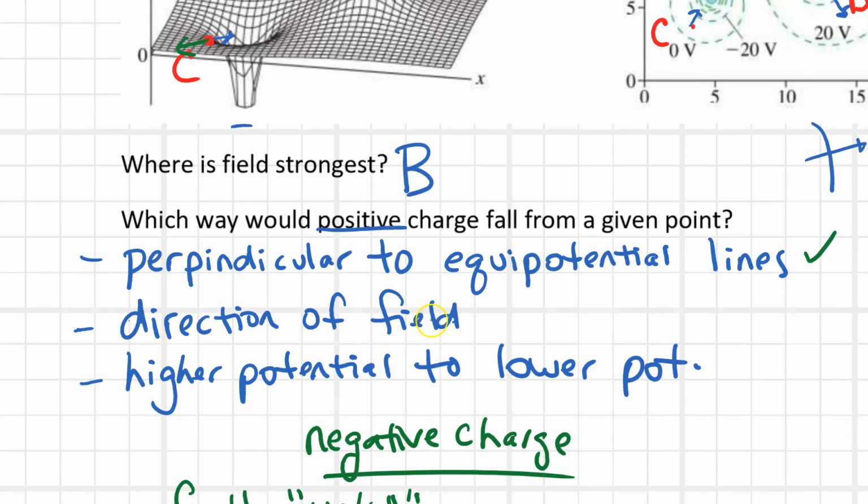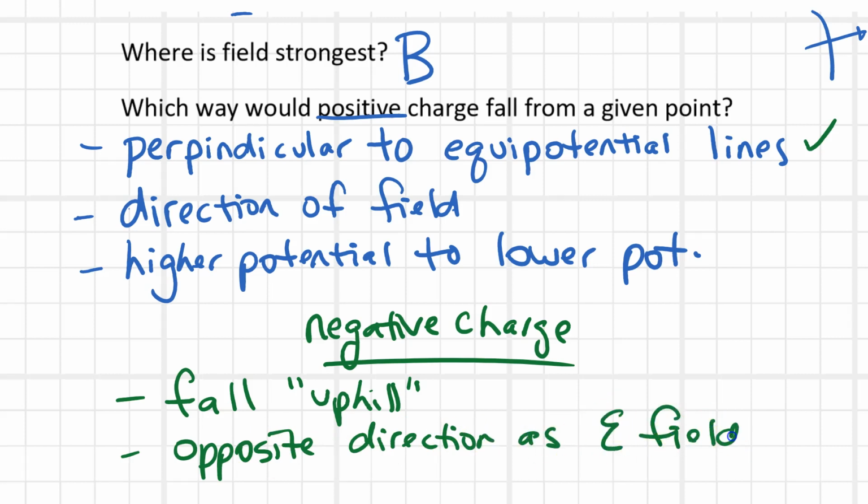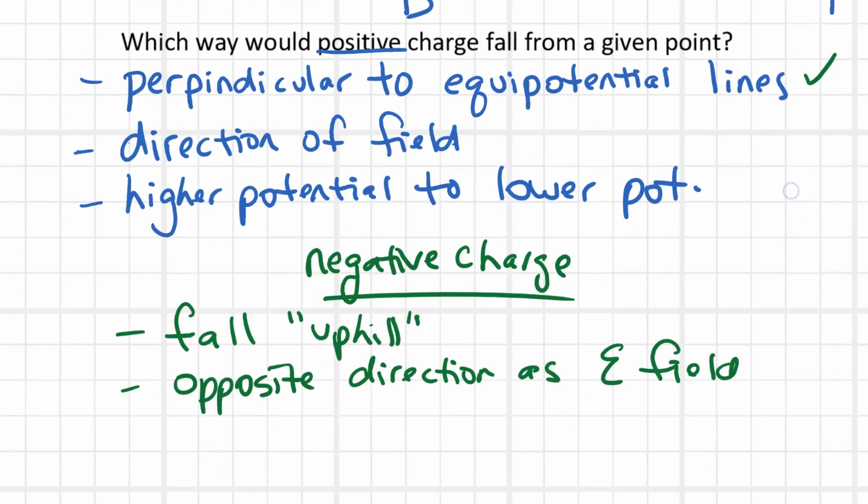But instead of the direction of the field, it would be the opposite direction to the electric field. And instead of going from higher potential to lower potential, yes, you got it, it would go from lower to higher.